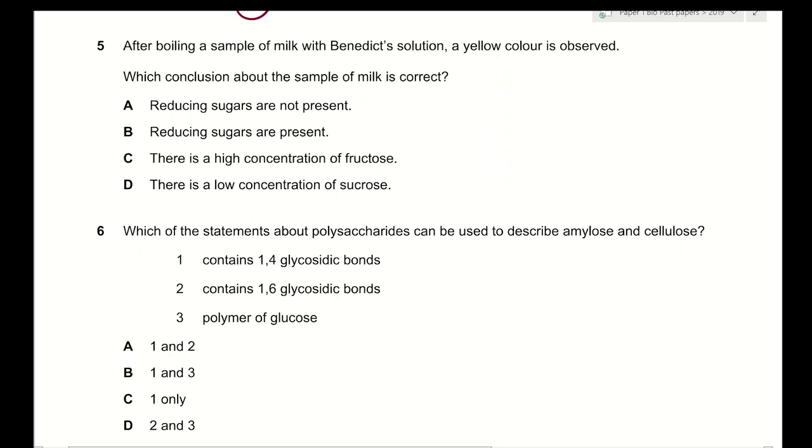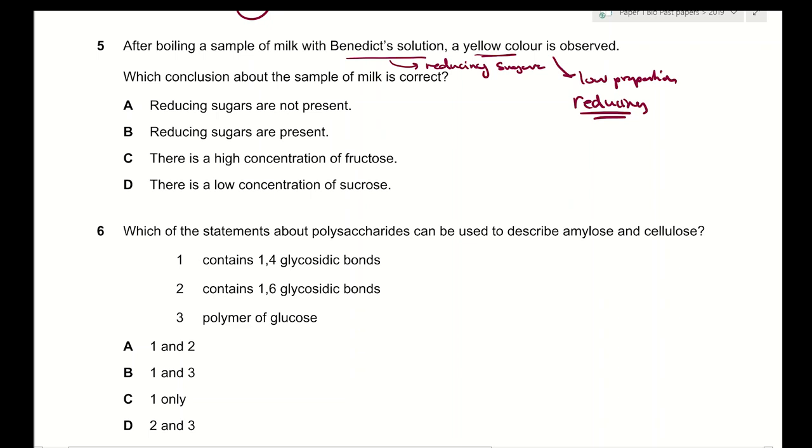Number 5. After boiling a sample of milk with Benedict's solution, a yellow color is observed. Which conclusion about the sample of milk is correct? So, Benedict's solution is used to test for the presence of reducing sugars. And a positive result would be from blue to brick red at the most extreme. Now, here it says a yellow color is observed. A yellow color, this means that there must be a low proportion of reducing sugars.